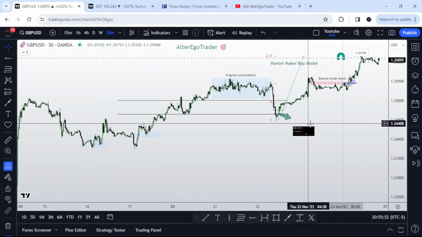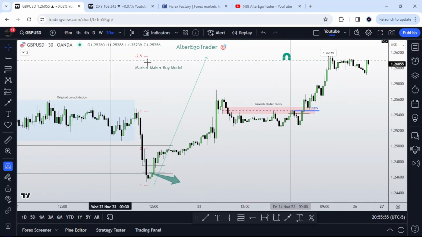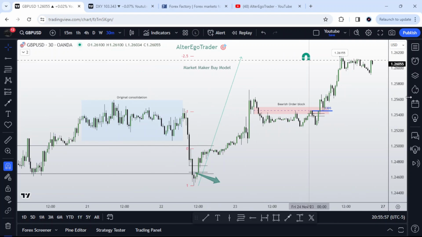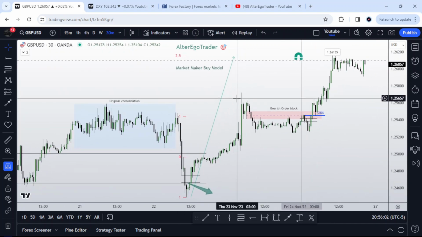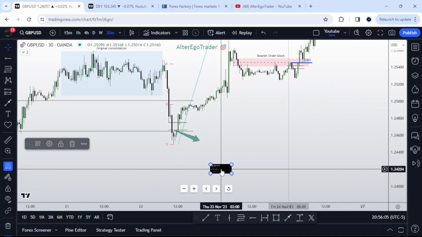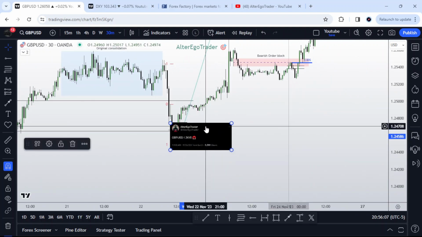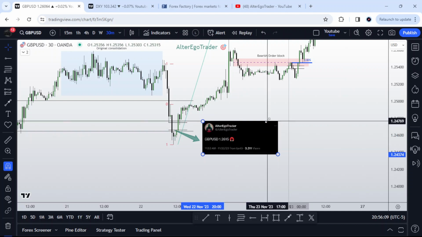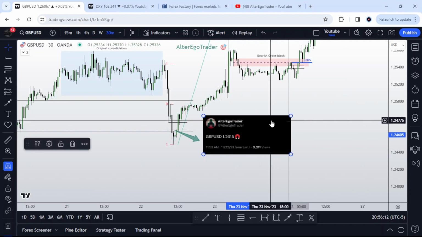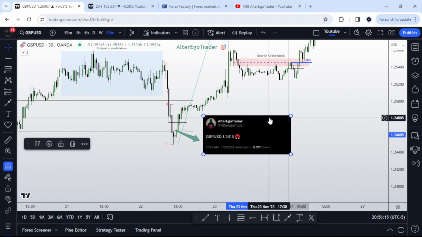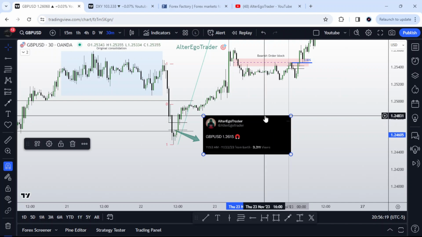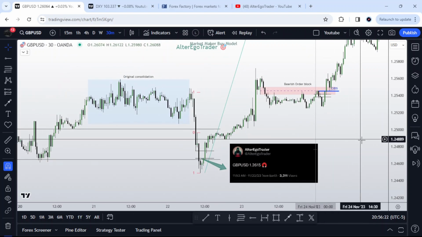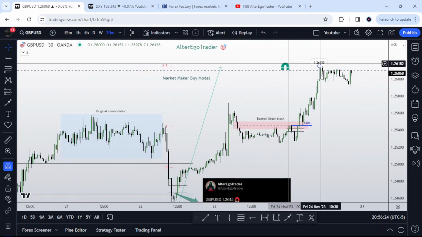All right, so this is the market maker buy model. If you follow me on Twitter, you would have seen that I called out 1.2615 in advance. I called it on 11/22, that's Wednesday. And that was the half of the week on Friday.